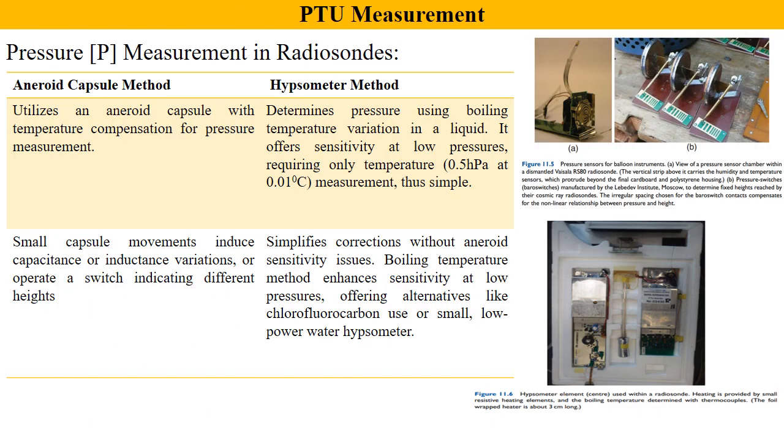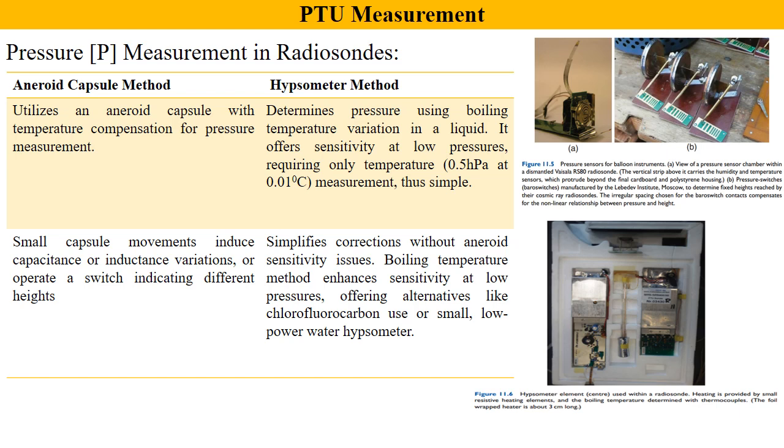So, what do you measure? It is called a PTU measurement, pressure, temperature, and humidity measurement, in which pressure measurements are done using two different methods, either by an aneroid capsule or a hypsometer. An aneroid capsule method utilizes aneroid capsules with temperature compensation for pressure measurements. It is a small capsule in which a small capsule movement induces capacitance or inductance variation. So it actually switches its motion at different heights.